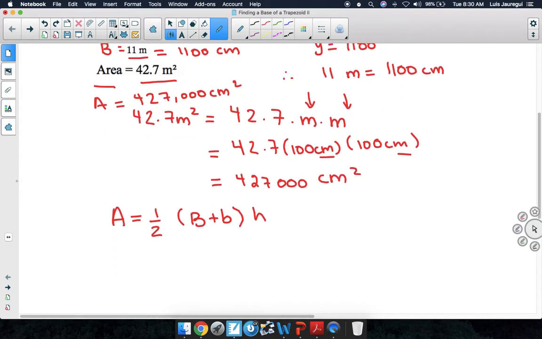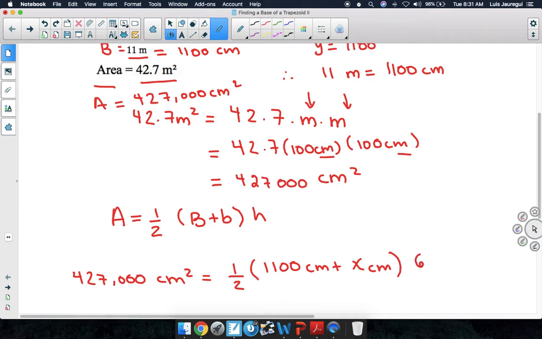Now let's go ahead and substitute in what we know. We know that the area is 427,000 square centimeters. That should be equal to 1/2 times the sum of the two bases, but one of the bases, namely the big one, is 1,100 centimeters. The little base is simply x centimeters, and the height, we remember that was 610 centimeters.